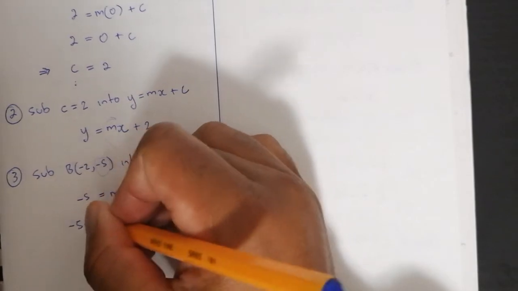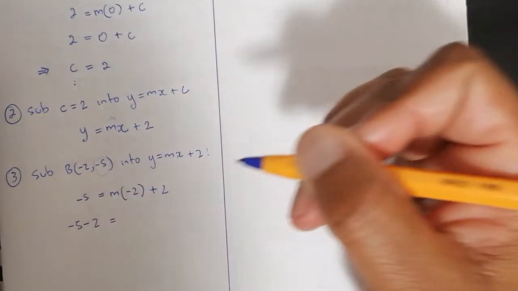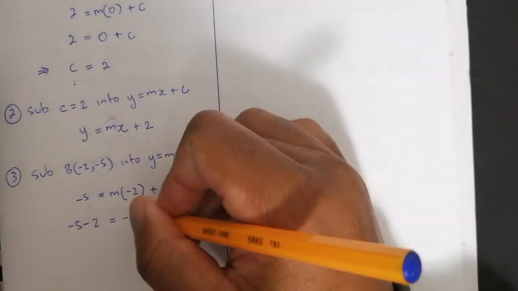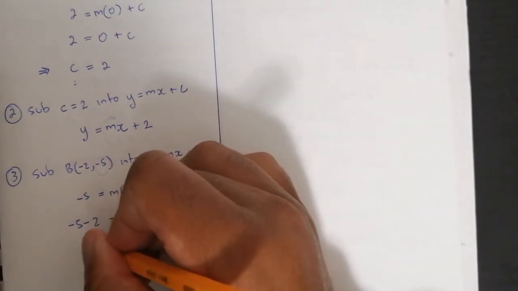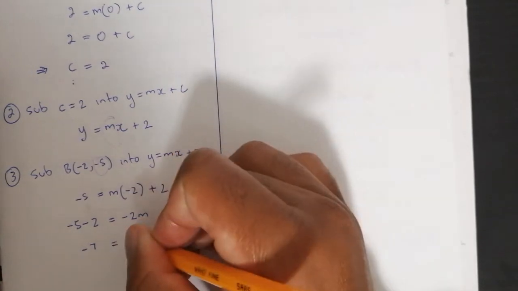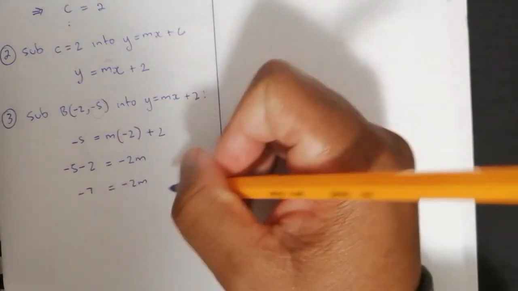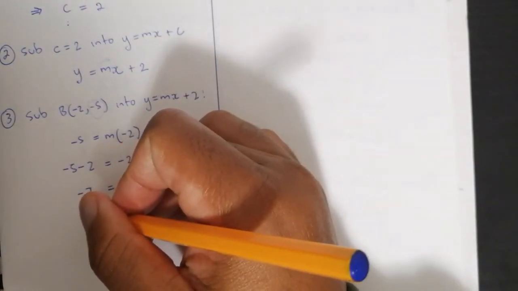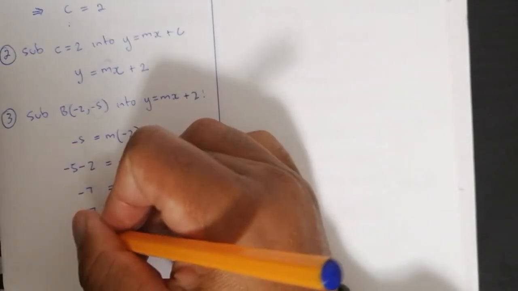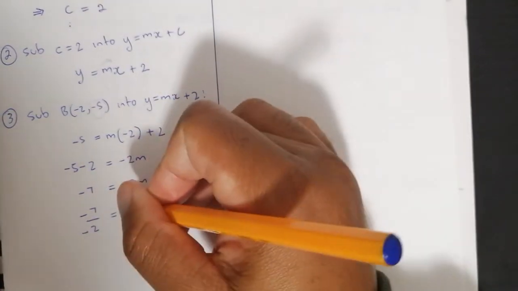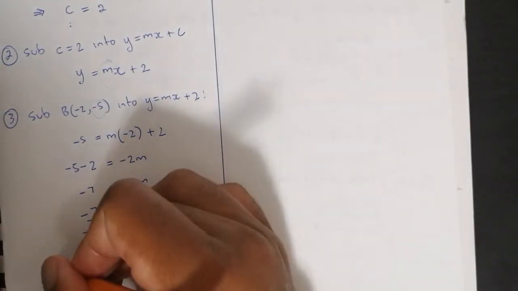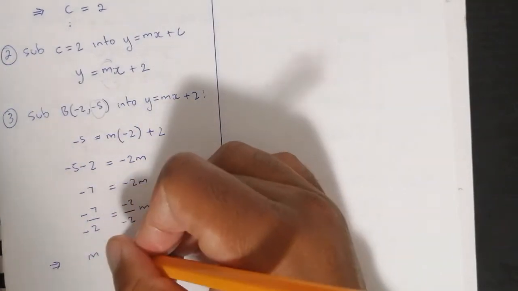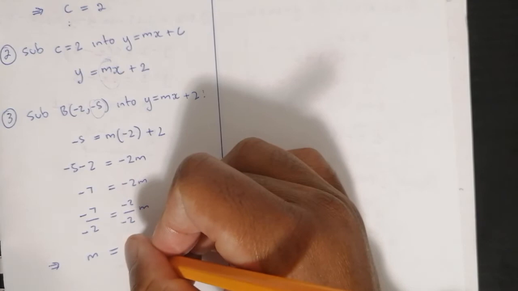Then we have minus 5 minus 2 equals minus 2m. Then we have minus 7 equals minus 2m. And then we divide both sides by negative 2, and then that just gives us minus 7 over minus 2 equals minus 2m over minus 2. That basically gives us m equals 7 over 2.